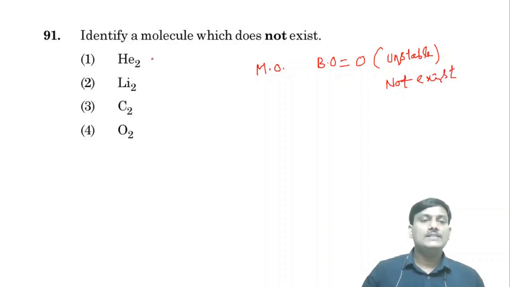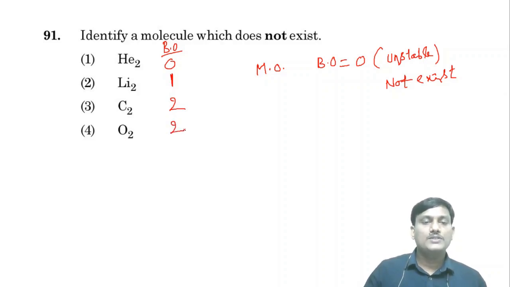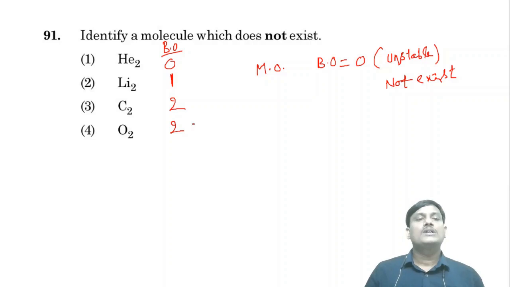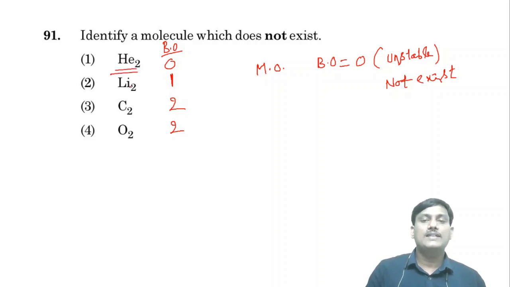If you calculate bond order of these molecules, for He2, the bond order is 0. For Li2, the bond order is 1. For C2, the bond order is 2. And for O2, the bond order is again 2. So, according to molecular orbital theory, the He2 molecule is highly unstable and it does not exist. So, the answer is 1.